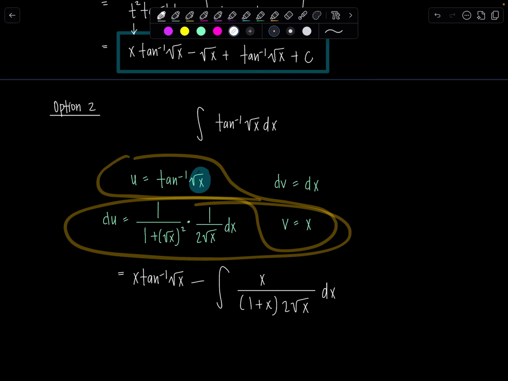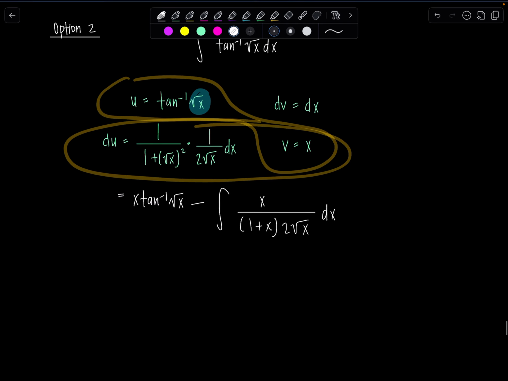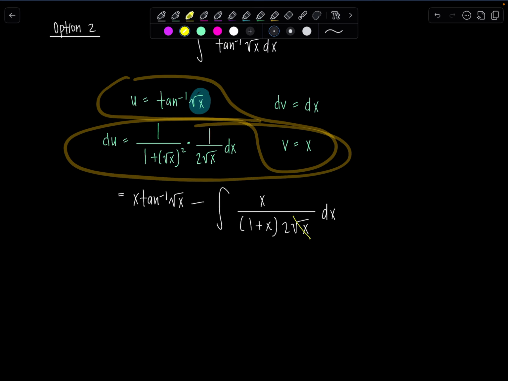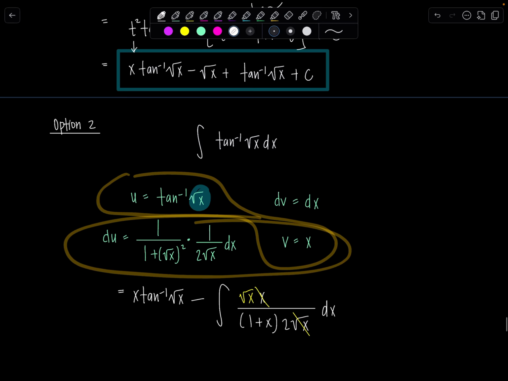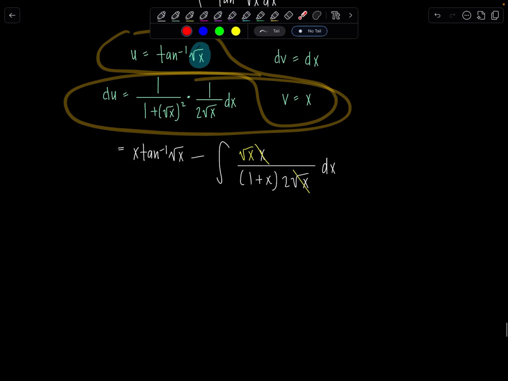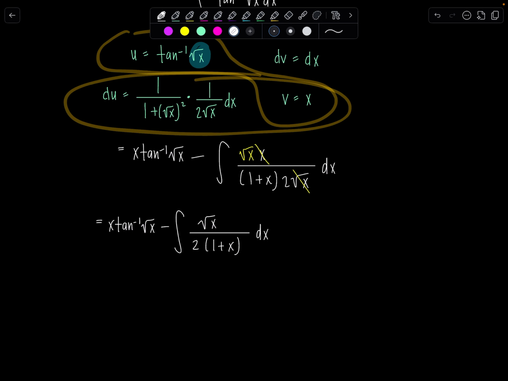Now let's see, can we clean up? Yes, we certainly can, because this rad x will cancel, and then I just have rad x up top here. Are we on the right track? I feel reassured because we have this same term outside. So we're just taking a different path to get there. So we have x tan inverse rad x minus the integral of rad x over 2 times 1 plus x dx.